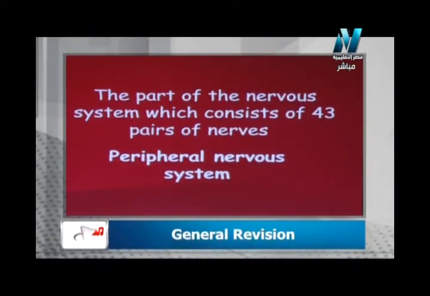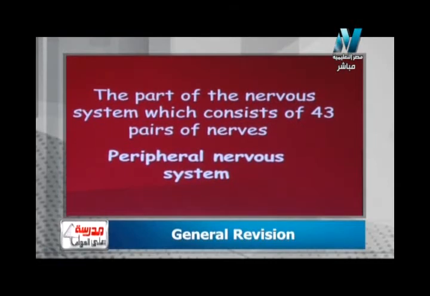Again, the peripheral nervous system contains two main parts of nerves, which are spinal nerves, which are 31 pairs of nerves, and cranial nerves, الأعصاب المخية, which are 12 pairs of nerves. So if we add all of them, لو عملنا plus الاثنين مع بعض, we get 43 pairs of nerves, which is the peripheral nervous system. Again, the question says the part of the nervous system which consists of 43 pairs of nerves, it will be the peripheral nervous system.